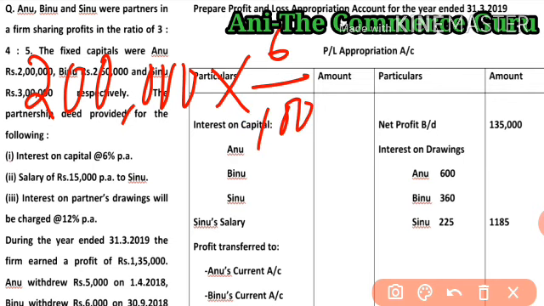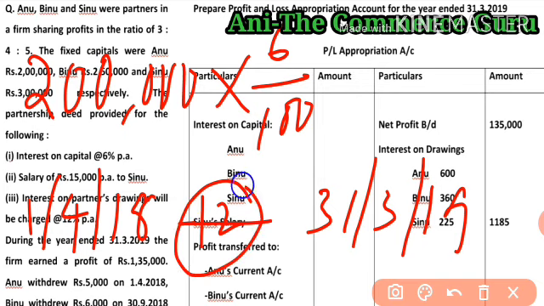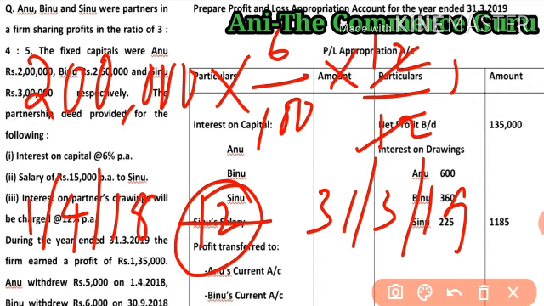Now we need to see the period. This capital remained in the business from 1st April 2018 to 31st March 2019, so the period is 12 months. For all three partners, the period is 12 months. So there is no need for us to write 12 divided by 12, because 12 by 12 is 1, that you all know. So there is no need to write it repeatedly.